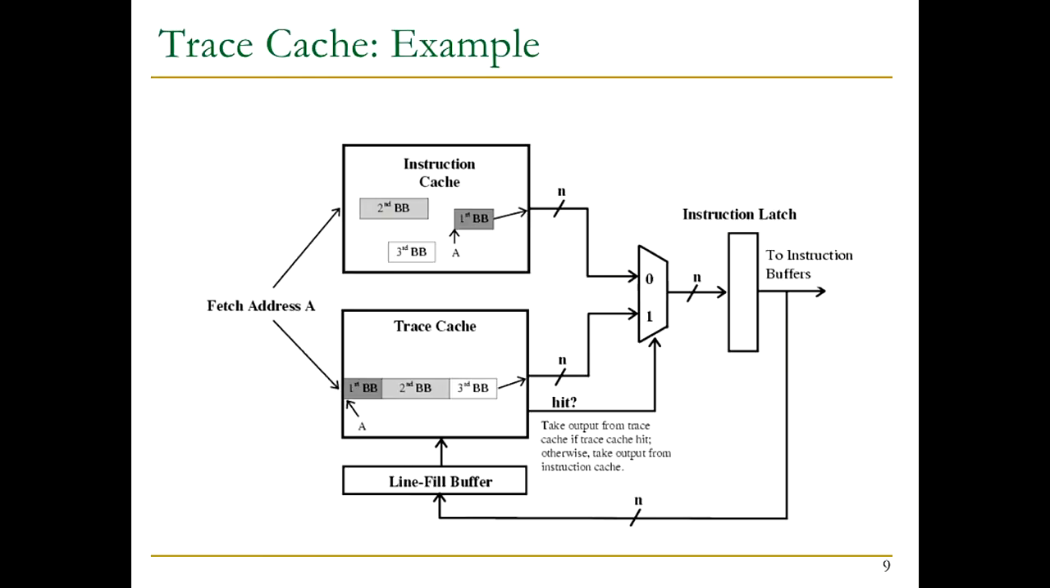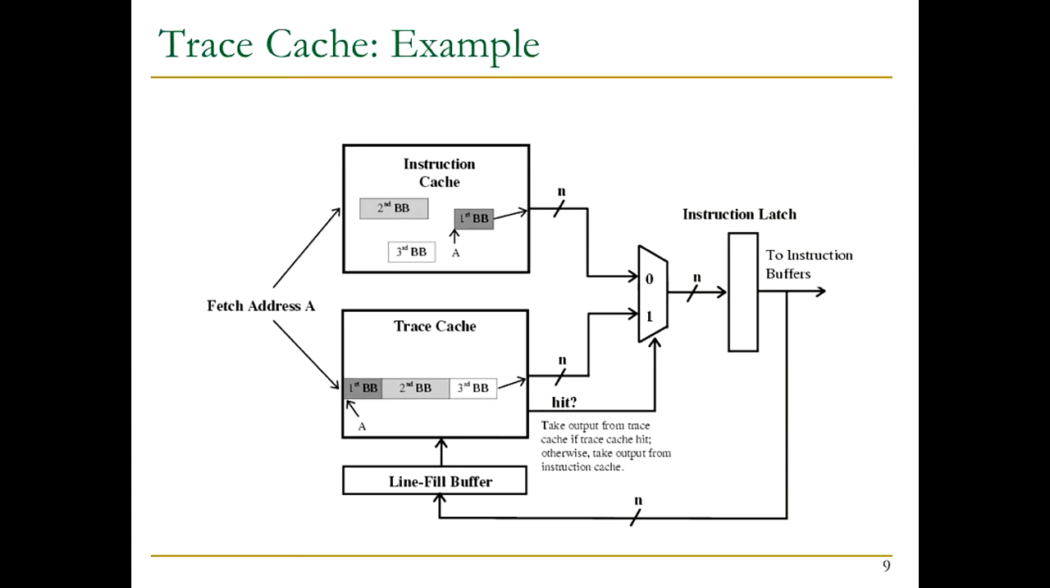You keep fetching this, and then you figure out, maybe after fetching or at the end of retirement, that you've executed this trace. At that point, you can fill this trace into the trace cache in the physically contiguous line. And then the next time you get fetch address A, you fetch this one instead of this basic block. Make sense? Of course, it's a better idea to predict the branch directions as well. So we'll get back to that.